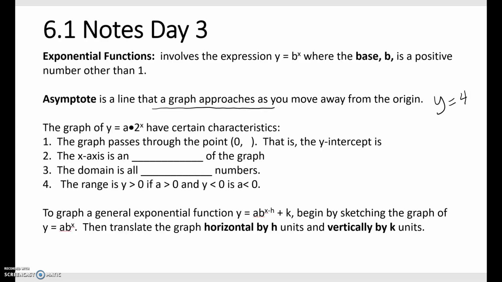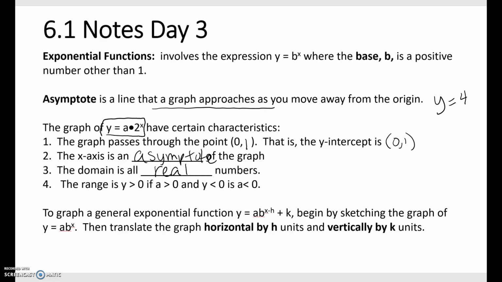Okay, so for my exponential functions, the graph of my parent function, y equals a times 2 to the x, has certain characteristics. The first one, the graph passes through the point (0, 1). In other words, the y-intercept is at (0, 1). The x-axis is an asymptote of the graph. So for my parent function, it never touches the x-axis, and the domain is all real numbers.